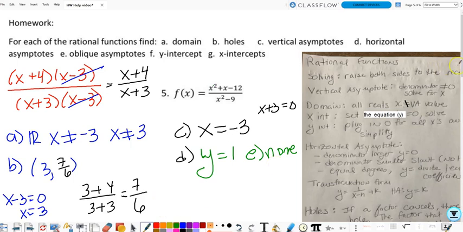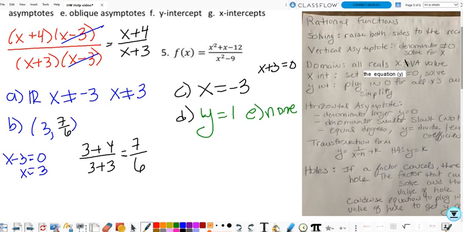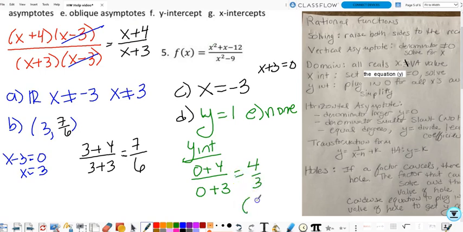Y-intercept. The y-intercept is everywhere x is 0. I'm going to use the condensed version because it's less numbers. It's easier to work with. It's condensed. That's 4/3. So 0, 4/3.